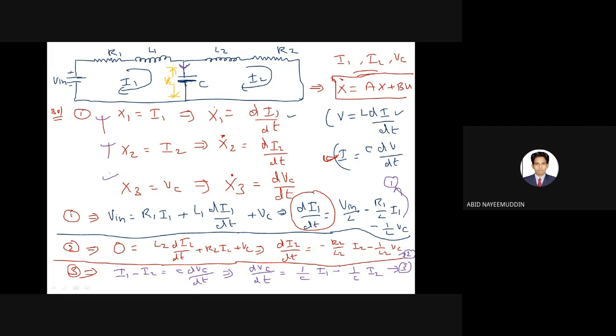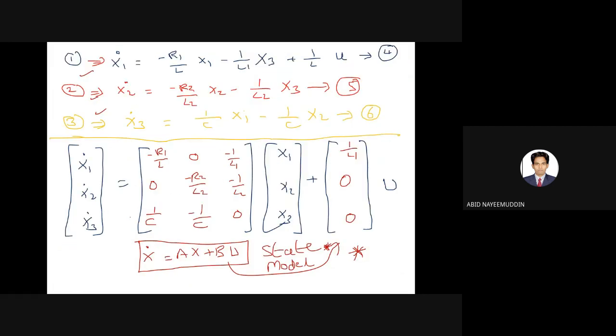In this order, x1, x2, x3, based upon that, write the 3 equations, convert those 3 equations in terms of these variables, and then finally write the matrix. Okay, now here is the end of this first topic.